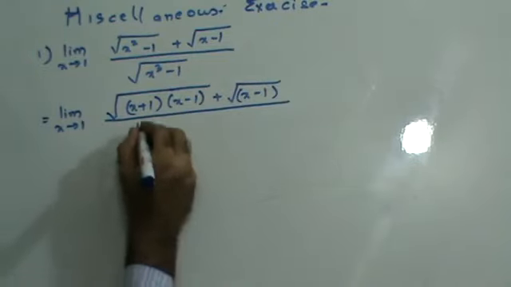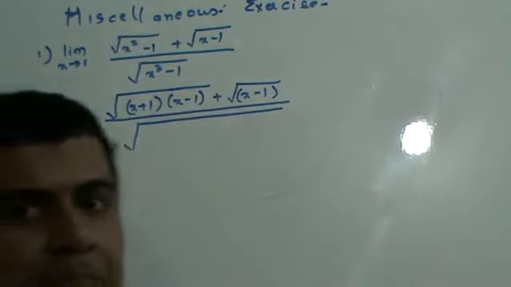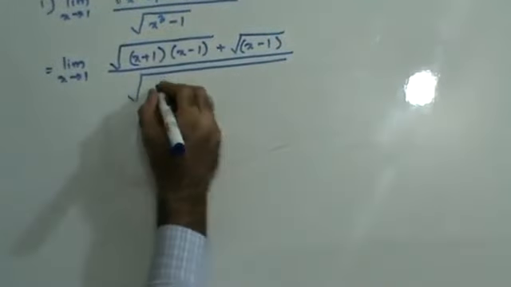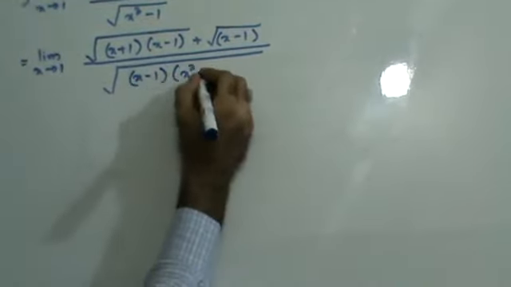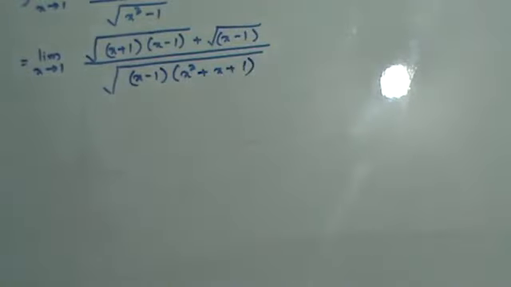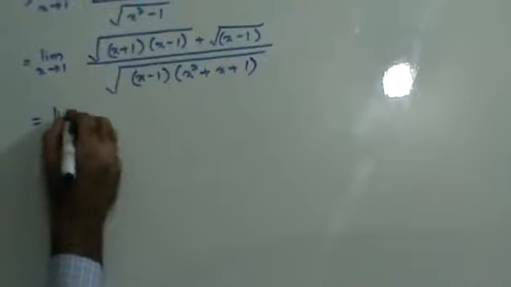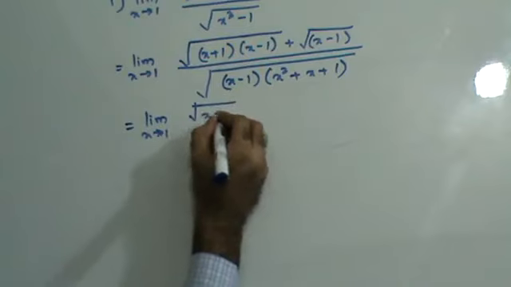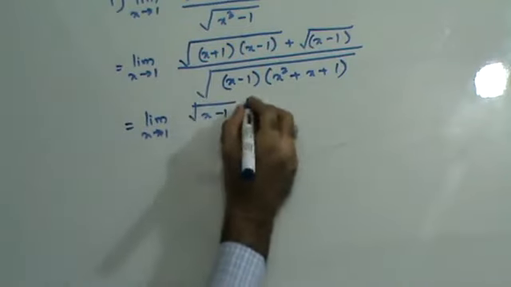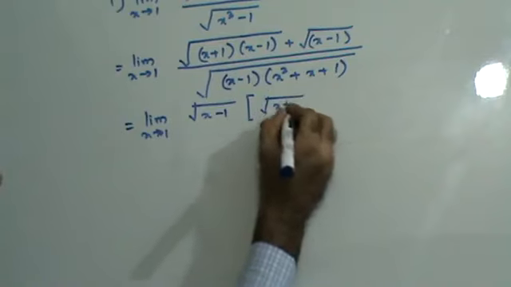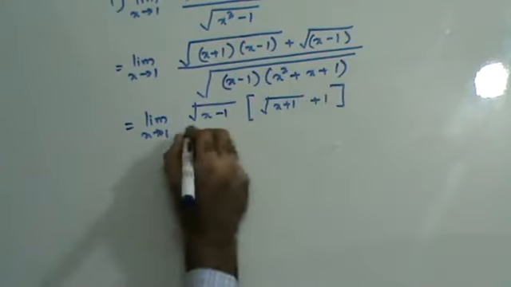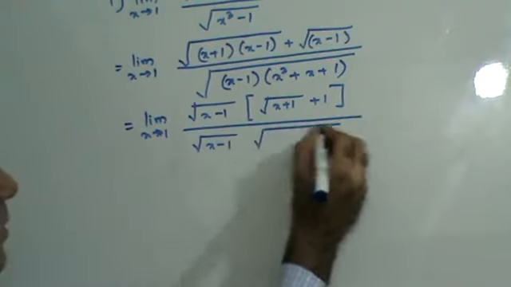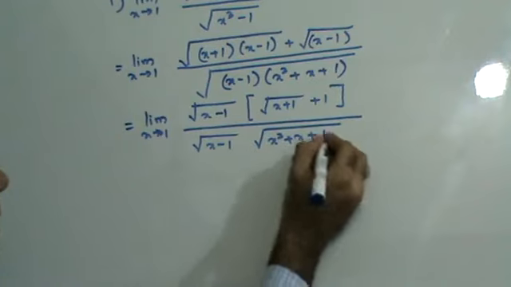In the denominator, I can use the formula a cube minus b cube. A cube minus b cube is a minus b, a square plus ab plus b square. Now, limit of x tends to 1. In the numerator, I could take root of x minus 1 as common. That leaves me with root of x plus 1 plus 1. In the denominator, this can be written as root of x minus 1 into root of x square plus x plus 1.